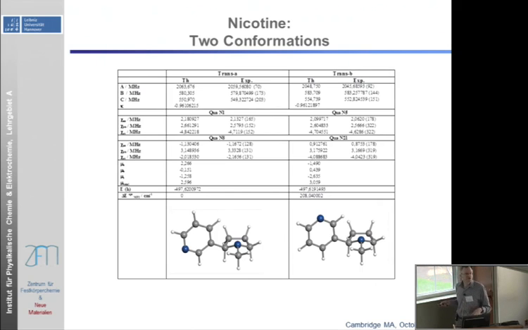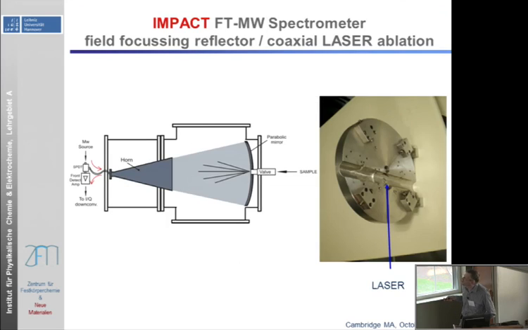The fit is very easy because the lines are narrow, not as narrow as in the resonator experiment, but still narrow enough so that you don't have a lot of problems with blending, even though you have many lines or many conformers. But I'll show an even more complicated example later. You can combine this with laser ablation also.